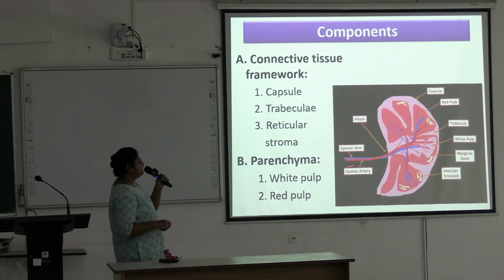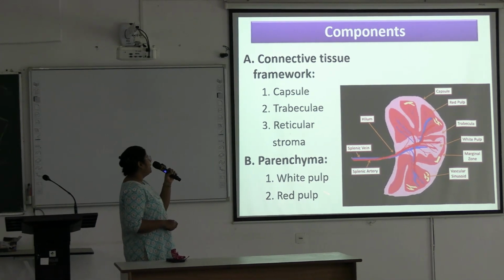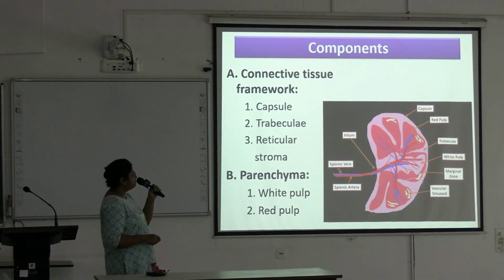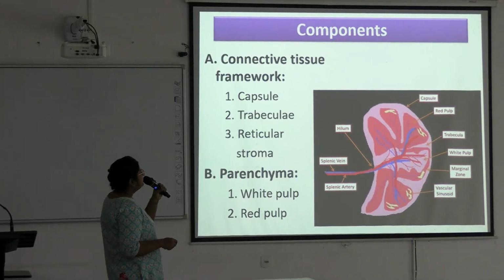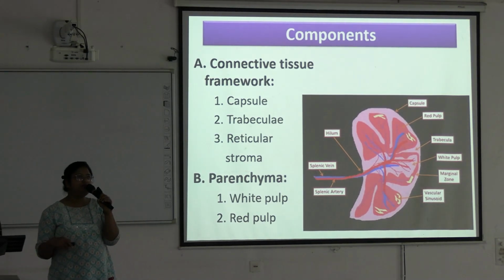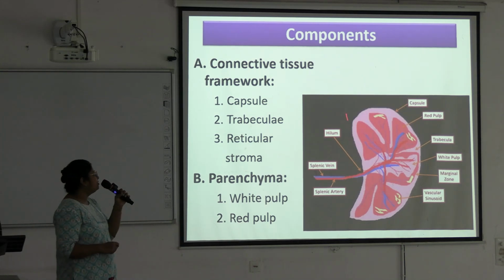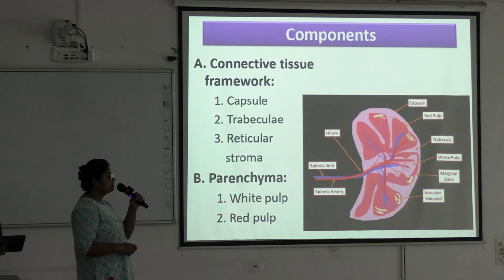Another is the parenchyma. Parenchyma consists of white pulp and red pulp. So these are the locations of white pulp and red pulp, and these trabeculae are extending from the capsule and dividing the spleen into incomplete lobules. And each lobule consists of this parenchyma, white pulp and red pulp.